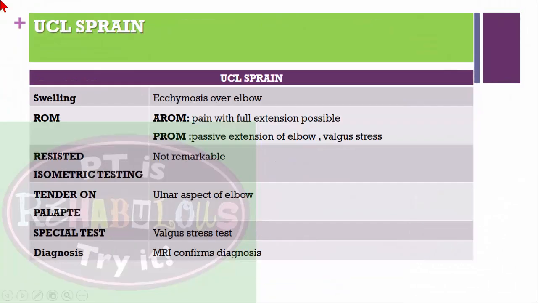Let's see swelling location. If the patient has an ulnar collateral ligament sprain, swelling is located over the medial side, and we can notice ecchymosis of the elbow. For range of motion, if the patient is doing active range of motion testing, the pain will be in full extension. And passive range of motion, passive extension of the elbow and valgus stress test can increase the pain.